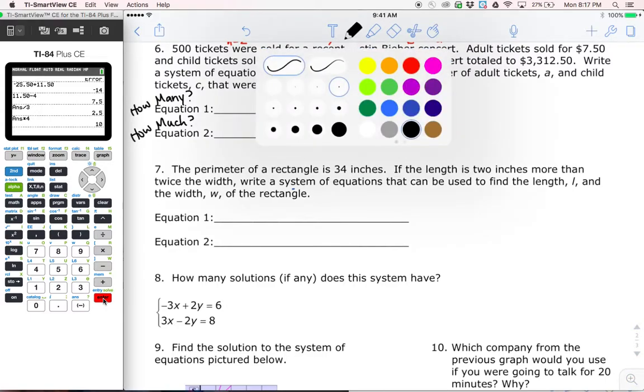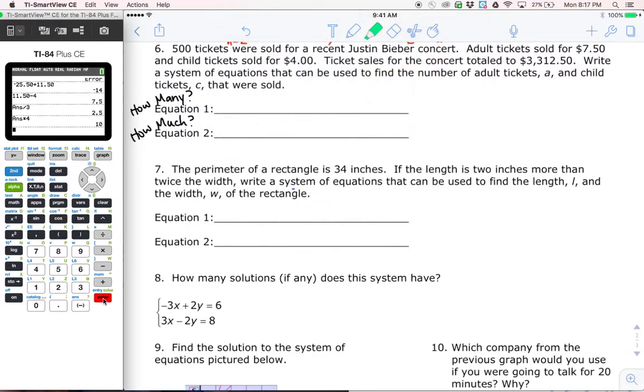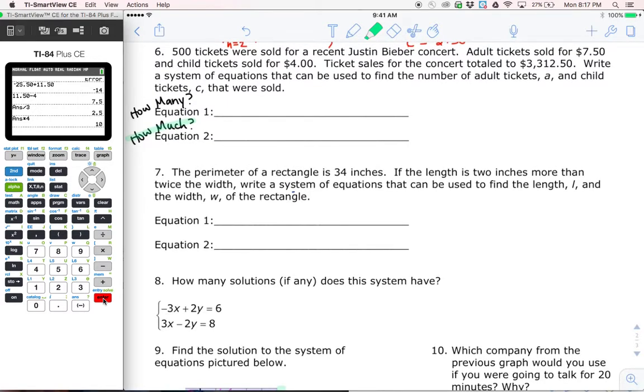All right, here's my best hint. For the how much equation, you're looking for money. Anything with money should be in the same line, the same equation. So I see $7.50 for adults. Child tickets are $4. Total money is $3,312.50. Money, money, money. That all goes together. I think we can agree that everything's going to be totaling $3,312.50. Okay? All you have to do now is use the correct variables with the correct numbers.